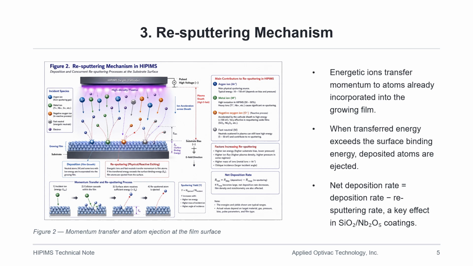The equation summarizes the practical effect: net deposition rate equals deposition rate minus re-sputtering rate. In SiO₂/Nb₂O₅ multilayers, this directly influences the thickness achieved in each layer.